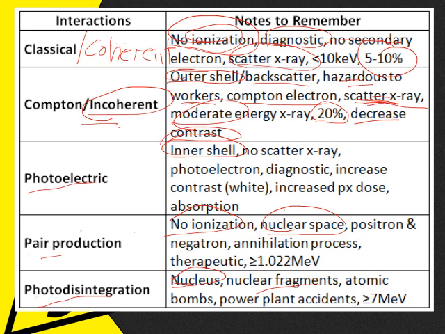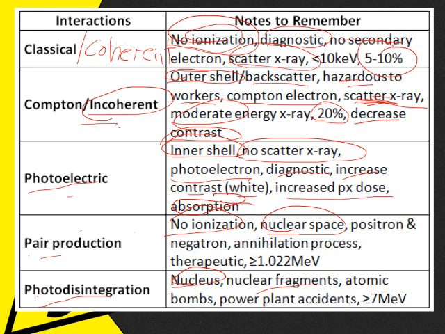Contrast sa ating radiogram. Sa photoelectric effect, there is ionization, sabi ko, sa inner shell. Walang scattered X-ray because of absorption. The removed electron sa K-shell is what we call the photoelectron. Also occurs in diagnostic X-rays. So, yung good effect niya, increases contrast or gives white contrast. And yung negative effect niya or bad effect naman niya is increased patient dose.